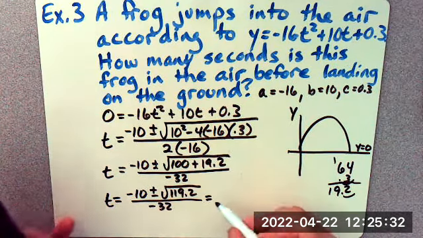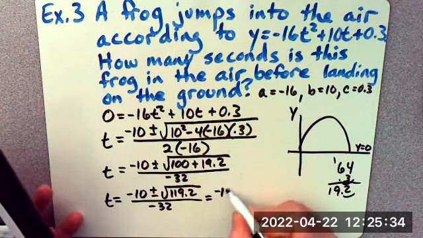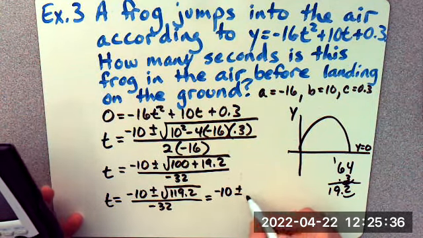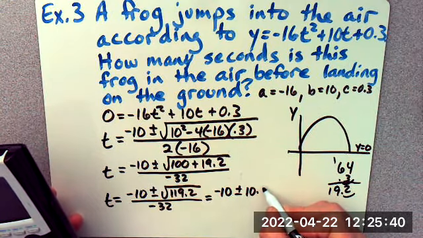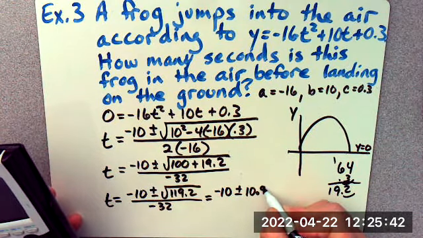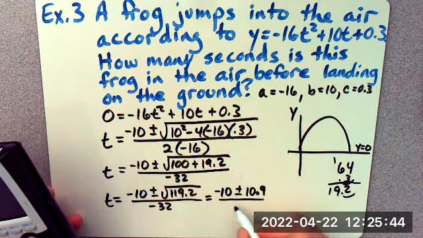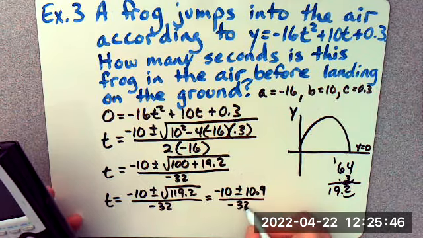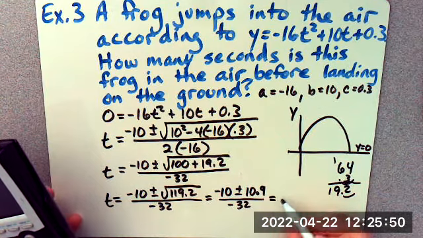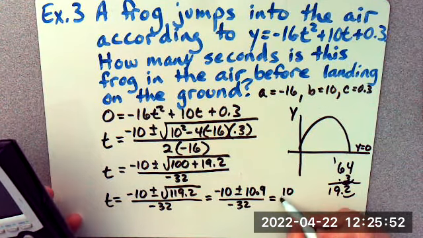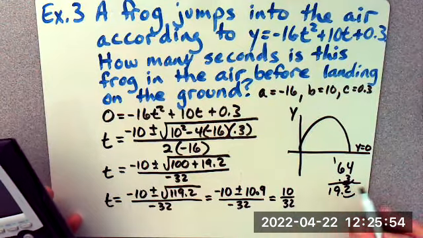Okay, so the square root of 119 is 10.9. And then we're dividing that by negative 32. Now, I have two negatives here, so that's the same thing as 10.9 over 32.